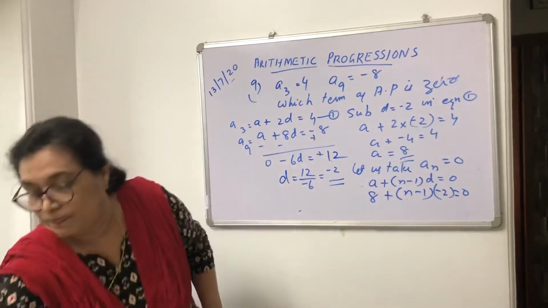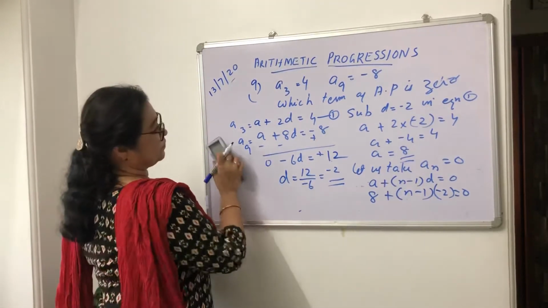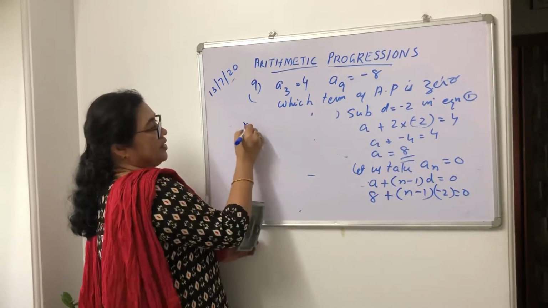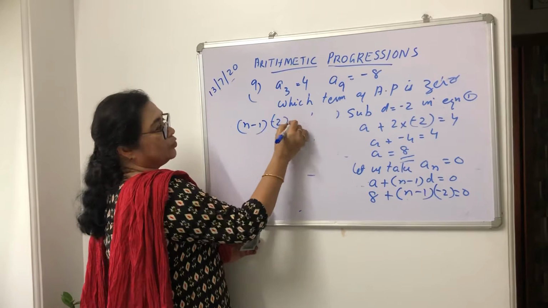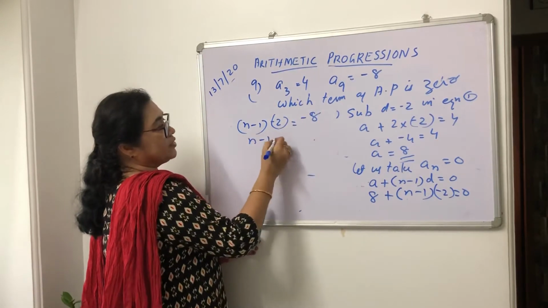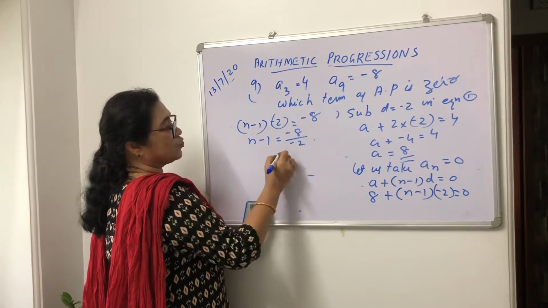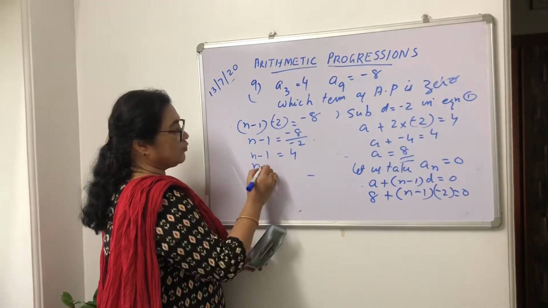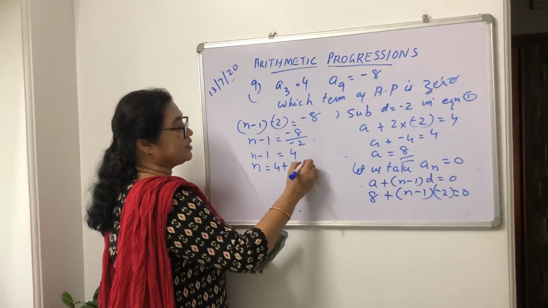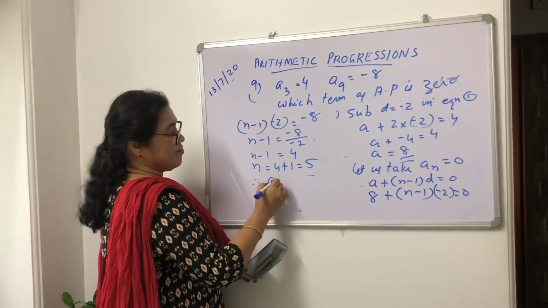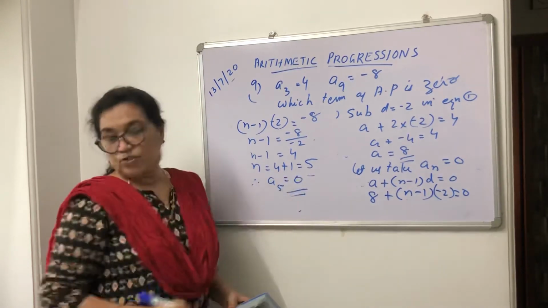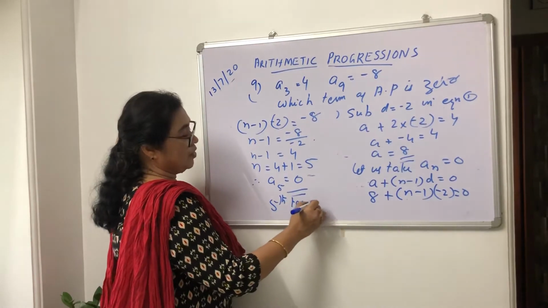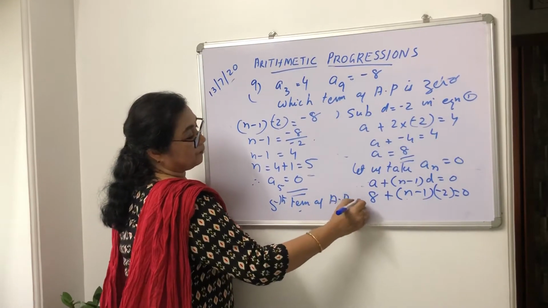Here 8 goes to the other side. N minus 1 into minus 2 equal to minus 8. N minus 1 equal to minus 8 by minus 2 is 4. So N minus 1 is equal to 4, N is equal to 4 plus 1, that is 5. Therefore A5 is 0. So the fifth term of the AP is 0.